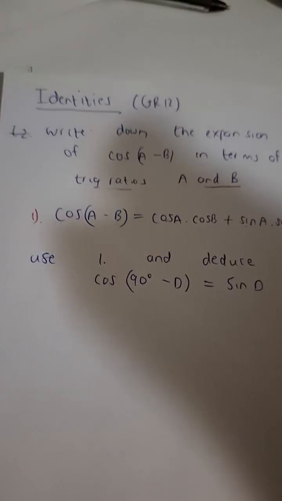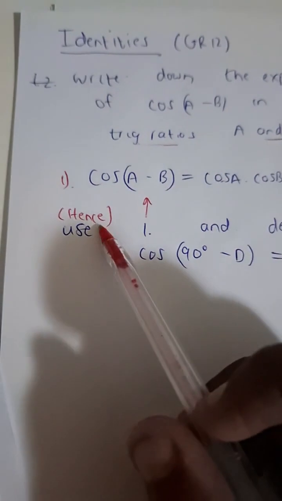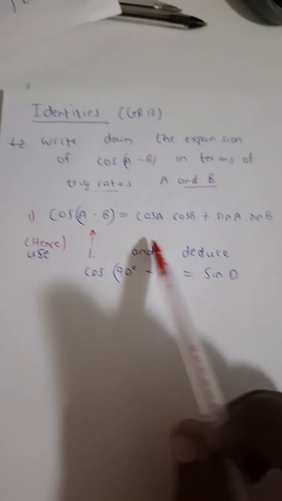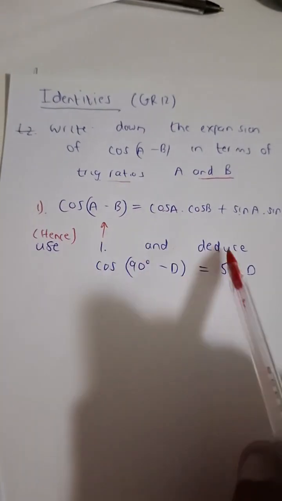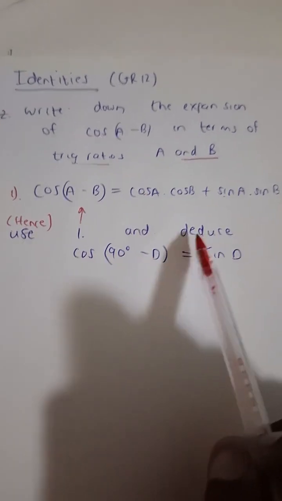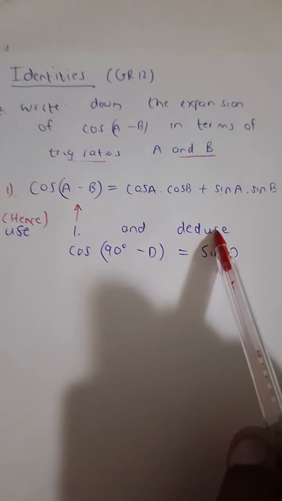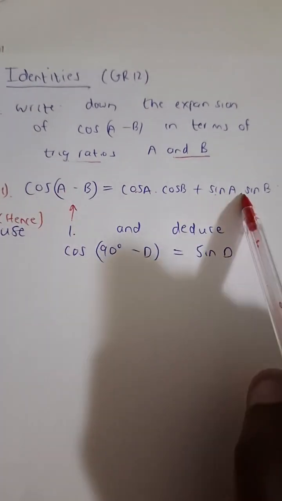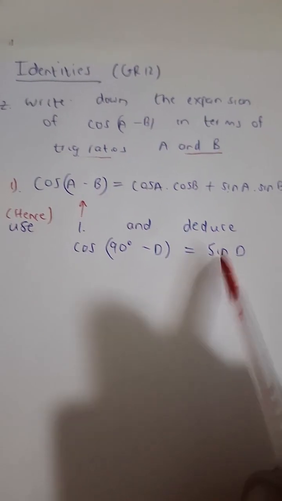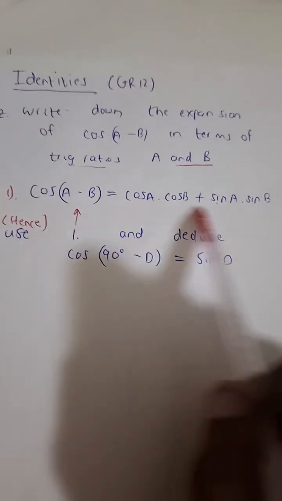So they are asking me to use what I got in number 1, okay? Or they would have said maybe hence, okay? Guys, in mathematics, the word hence means use something that you did above. Use something that you did in the previous question and deduce. In other words, you need to conclude, or you need to show by working out from what you did here that cos 90 minus d is actually equal to sine d, using the expansion of what you did above.